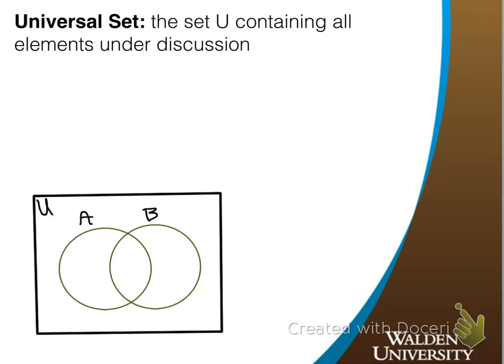Universal set: the set U containing all elements under discussion. This is represented by this U here. It gives us a backdrop for setting up sets and Venn diagrams. So A might be country singers, B might be pop singers, and the universal set might be all singers. So it just establishes that nice background and gives us some relevance for where our sets are in.